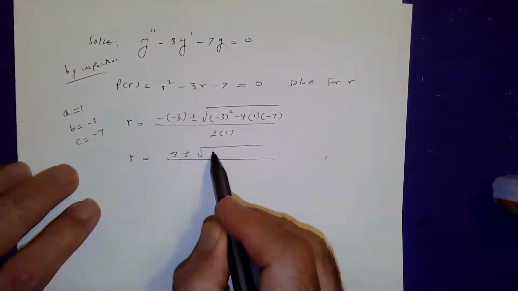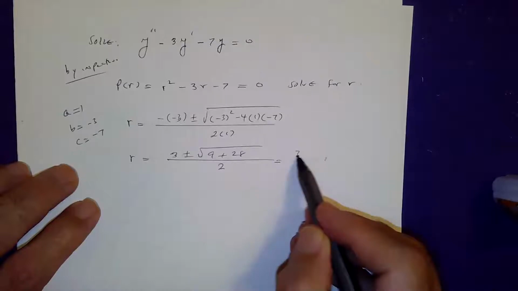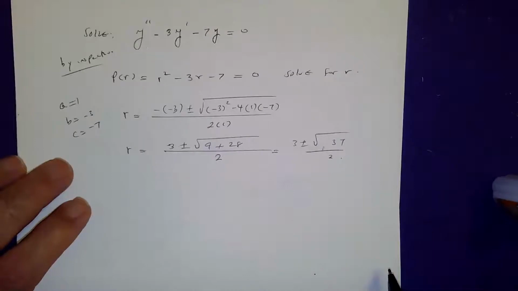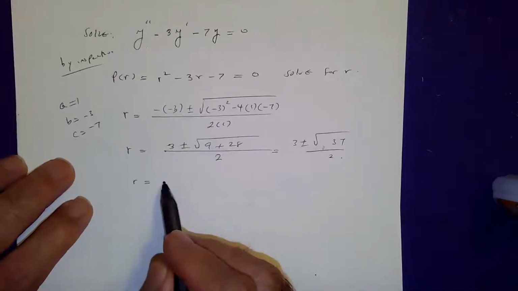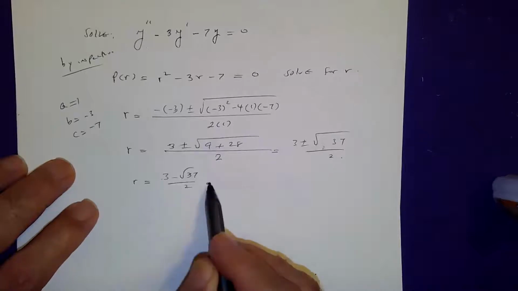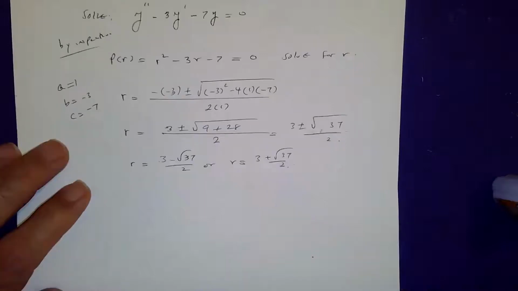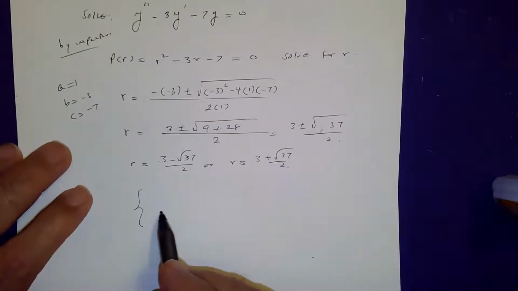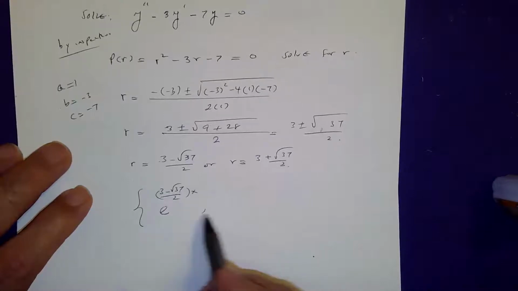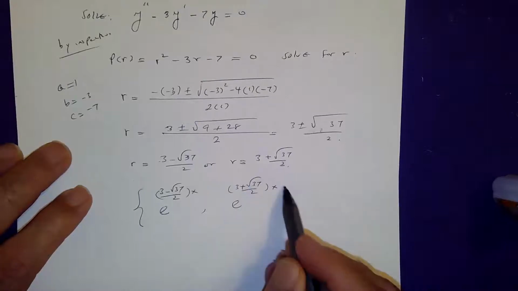3 plus or minus the square root of 9 plus 28, over 2. That's 3 plus or minus the square root of 37 over 2. Therefore, r is equal to 3 minus square root of 37 over 2, or r is equal to 3 plus square root of 37 over 2. Therefore, the fundamental solutions are going to look ugly, but that's okay. There is one of them. Here's the other one.